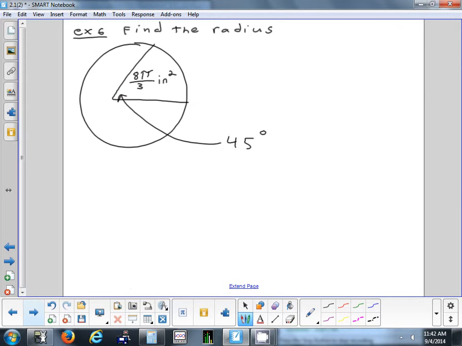Okay, second type, find the radius. Right, so I got an area. Even if I didn't write the 8 pi over 3 inside the sector, you'd still know it's an area. Just look at the label on it. It's square inches.